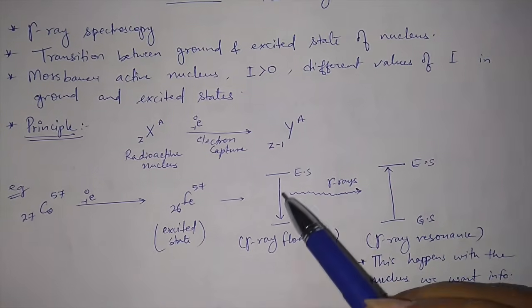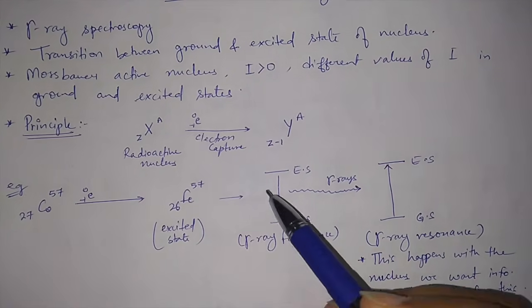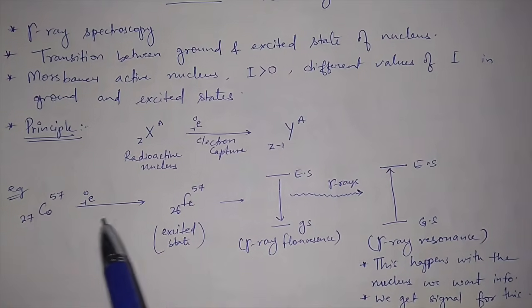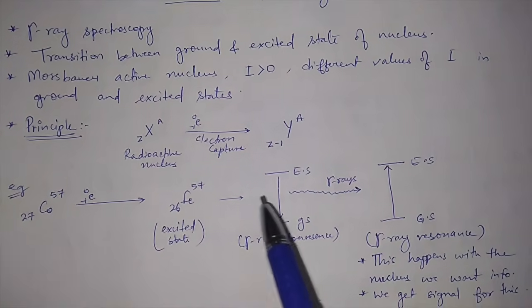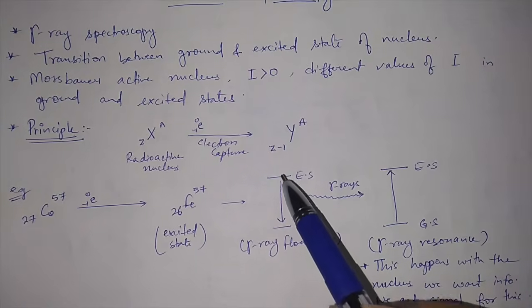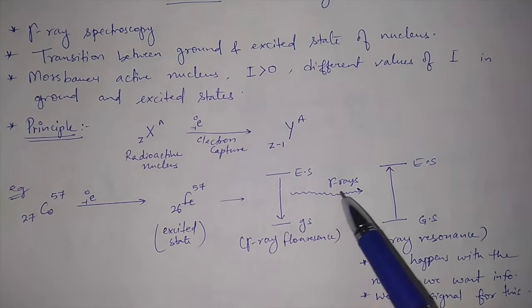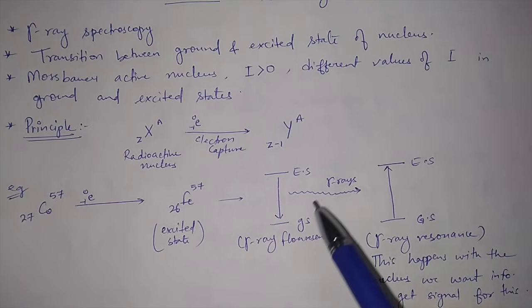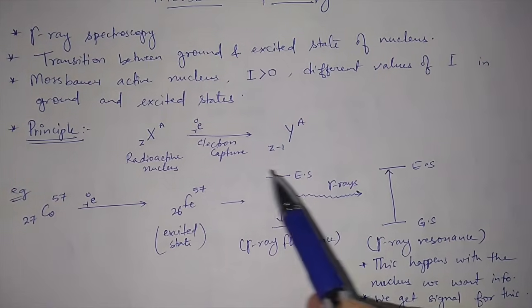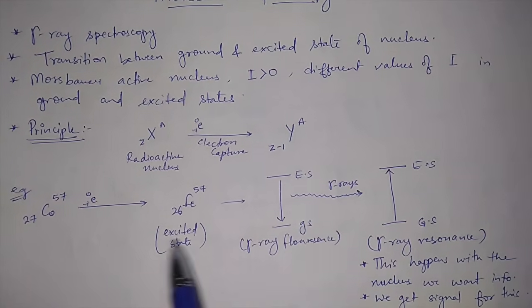This process is called gamma ray fluorescence, because this iron formed by the electron capture is in an excited state, and it tries to come to the ground state by emitting a gamma ray. That is called gamma ray fluorescence. So this whole part up to here will act as a source.